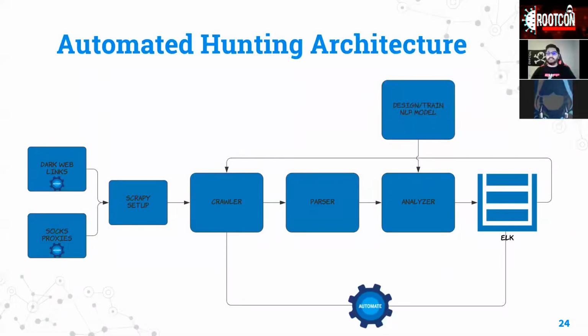In this image also, I will talk about this in detail. You can use different parts at different times. So starting with dark web links. Obviously you need some links, forum links, before starting your scraping. So you can write a simple script to get dark web links and the SOCKS proxies. Coming to the Scrapy setup.